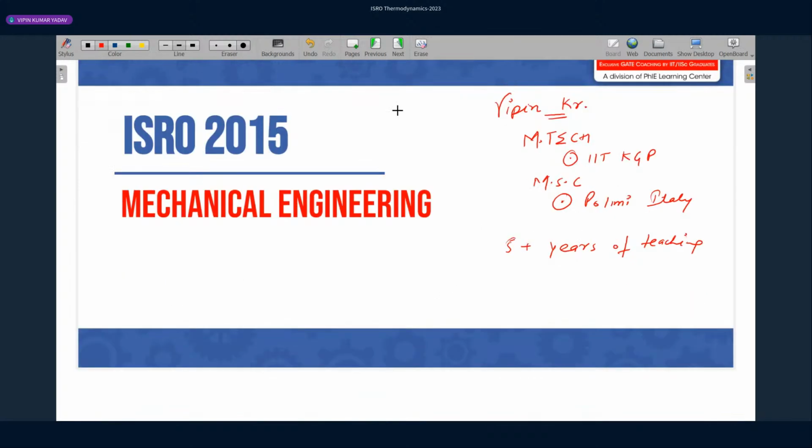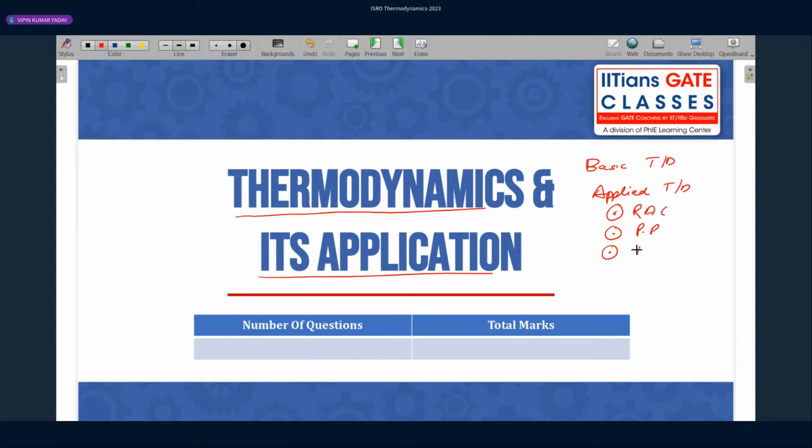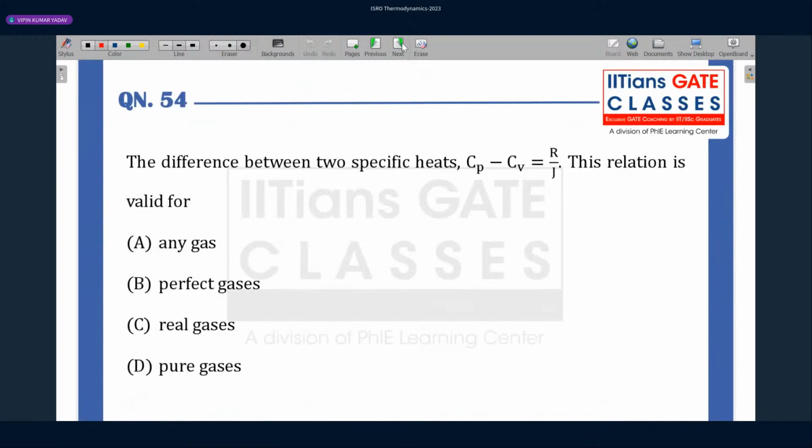Yes, let's move ahead and start the session. The topic that we are covering today is thermodynamics and its applications. It consists of basic thermodynamics and applied thermodynamics. All the questions from RAC, power plant, and IC engine are covered in this particular session. Let us come quickly to the question slides. Now this is the question.